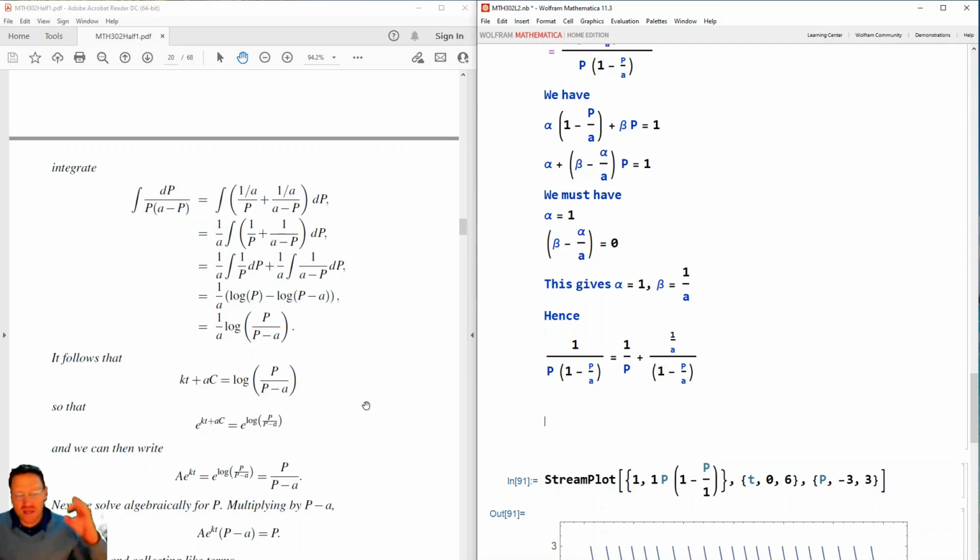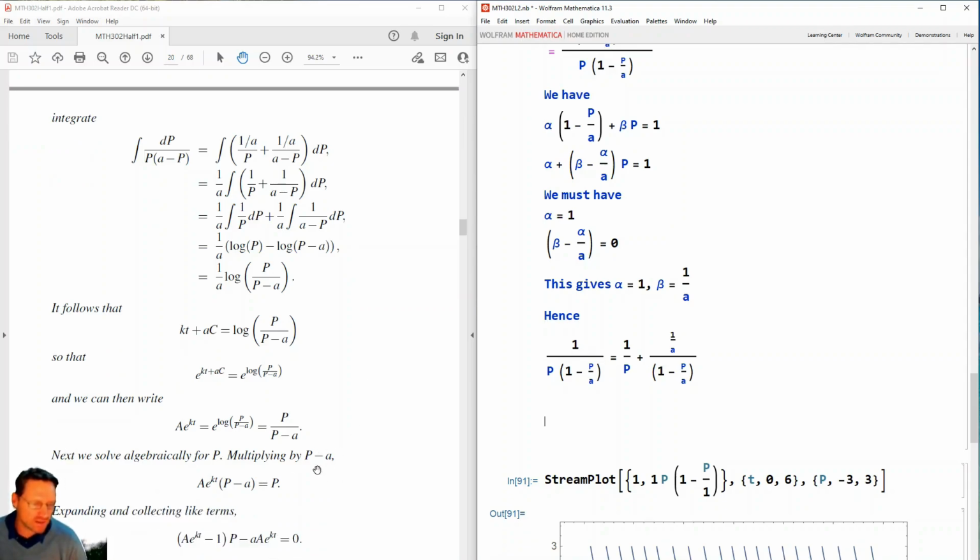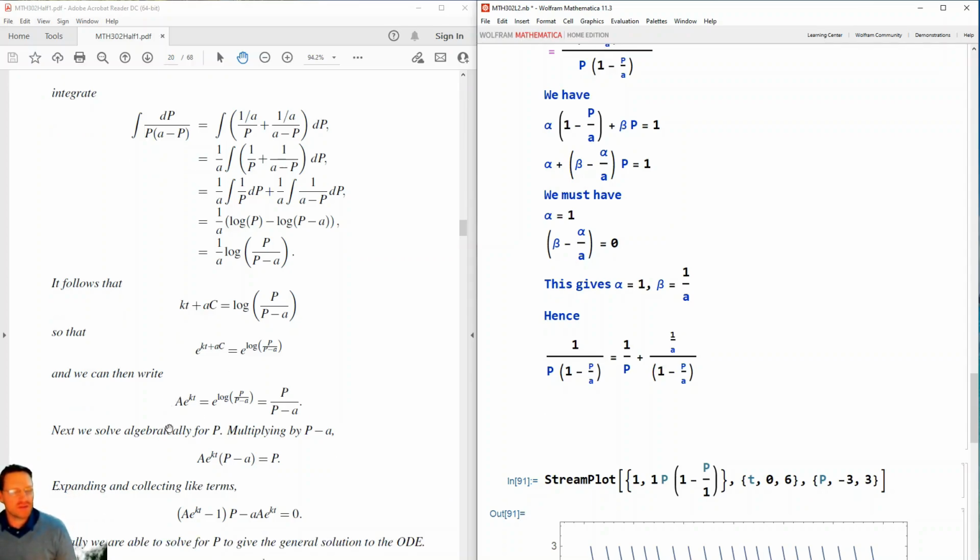And now again, we take this as an exponent to base e, and we have e to the kt plus ac is e to the log of p over p minus a. But that e to the natural log of p over p minus a is just p over p minus a, so this simplifies considerably. Now we let uppercase A be e to the ac, and we've just about got this done now.